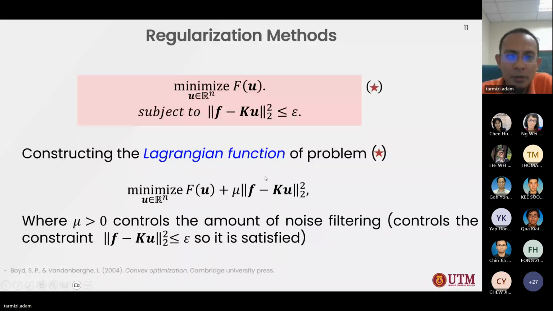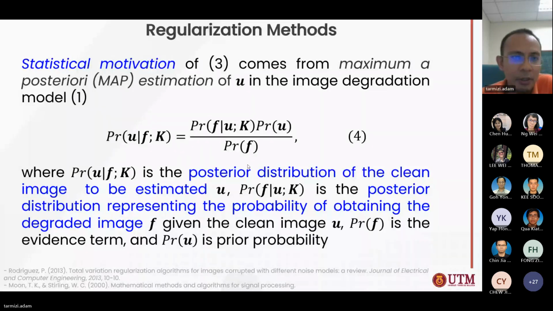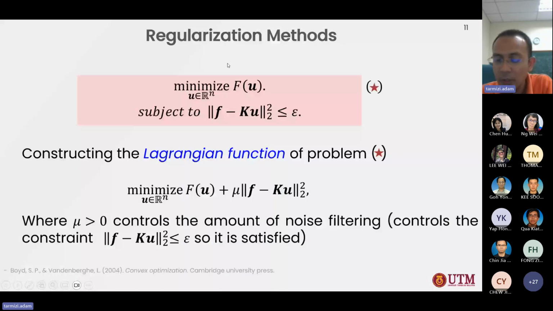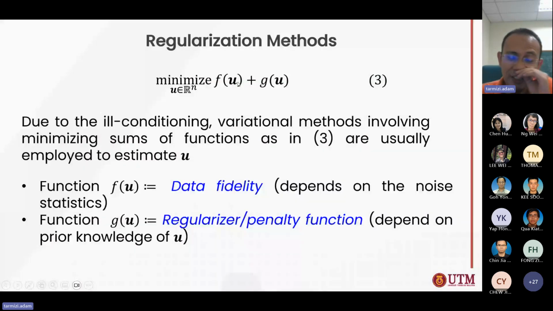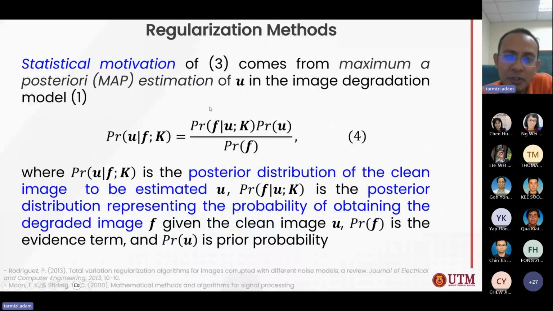Another motivation for the regularization method, equation 3 just now, which is this one I'm referring to, is a statistical motivation. I'm not an expert in statistics, but I know a little bit related to this field, so just bear with me if there are some mistakes over here. But I tried to read the literature and be precise.